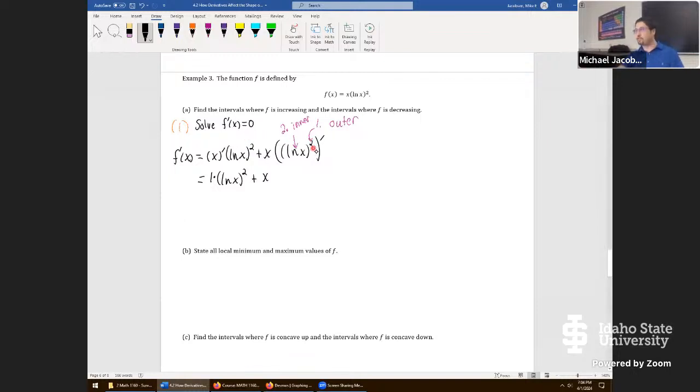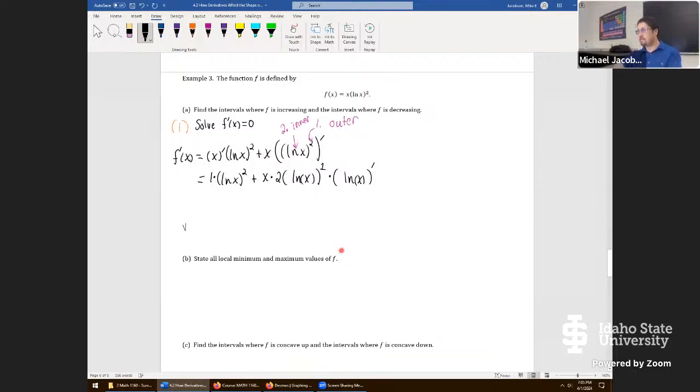Do the outer function first. This will be multiplied by a power 2. The new power is a 1. I'll just put it there just to show the process. Then we multiply by the derivative of whichever function is designated as inner, which is natural log x. So that'll go in both of these spots here and here.